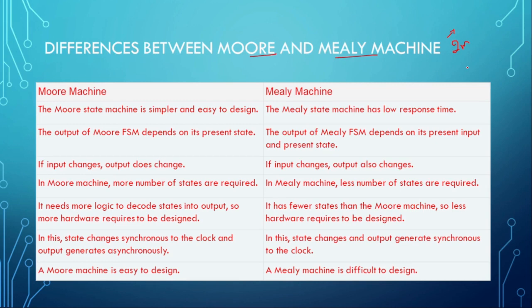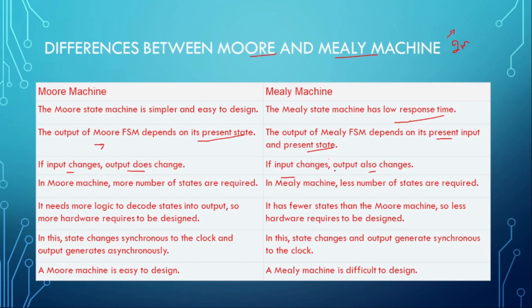The Moore state machine is simpler and easy to design, and the Mealy state machine has a low response time. The output of the Moore machine depends on the present state, but in the Mealy machine, the output depends on both the input and the present state. In the Moore model, the output does not depend on the input directly. If the input changes in the Moore model, the output does not change immediately. But in the Mealy model, when the input changes, the output changes.